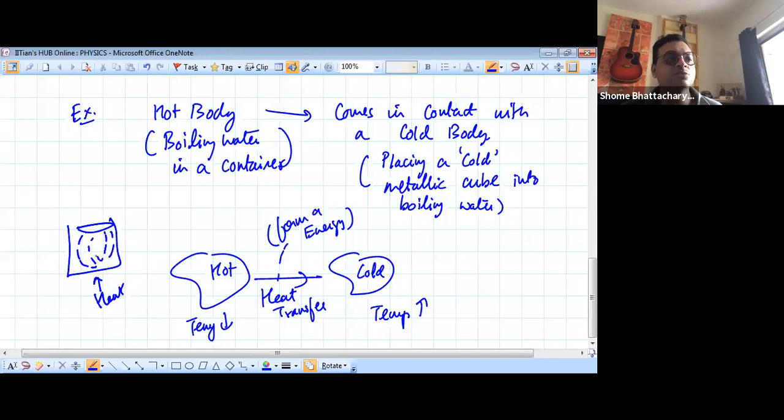So when fast moving molecules come in contact with a metallic block which has hardly got much motion in comparison, the molecules are vibrating, but with very little kinetic energy. So immediately, energy transfers from the faster moving molecules of water to the cooler molecules of the solid metal, and that form of energy is what we call heat.